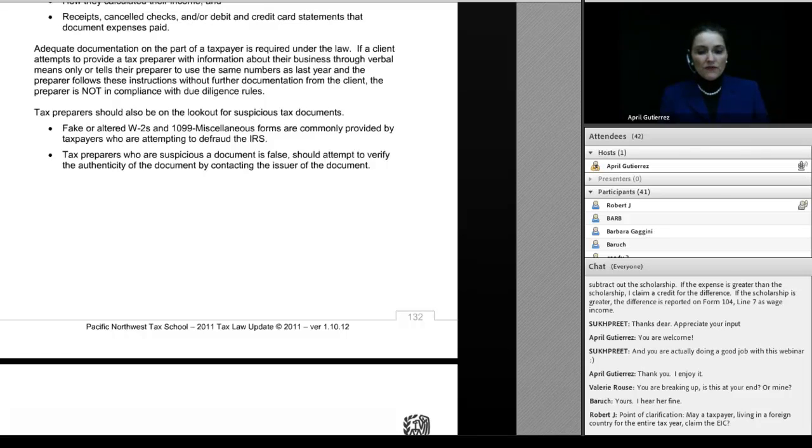All right, also you should be looking for fake or altered W-2s and 1099 miscellaneous forms. So a handwritten 1099 miscellaneous form in a fishy story might be a reason to verify the accuracy of that 1099, maybe by calling the business that issued it and making sure that they actually did issue it. I've done that. I've had a W-2 in front of me that I knew was fake.